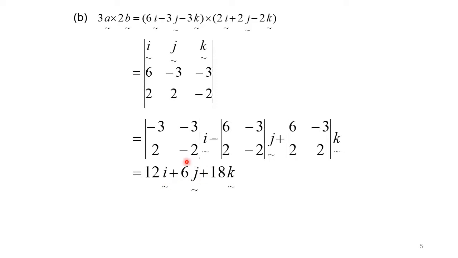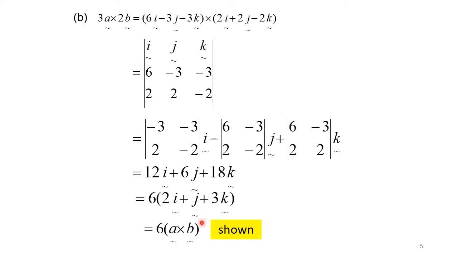Notice that it is a multiple of 6, right? So we can factor out 6, and it would be 2i plus j plus 3k. This 2i plus j plus 3k is actually A cross B. With that we can show that the cross product of 3A and 2B is actually 6 times the cross product of AB.